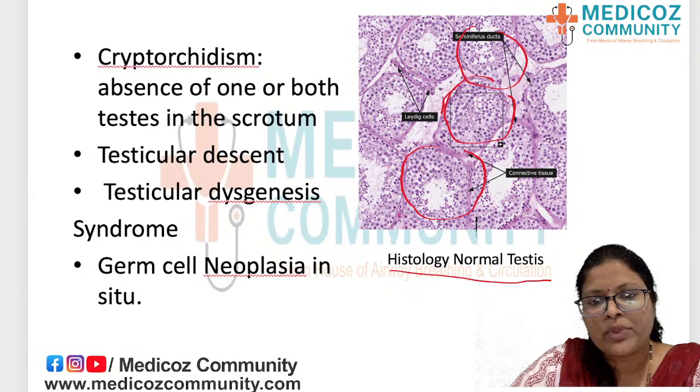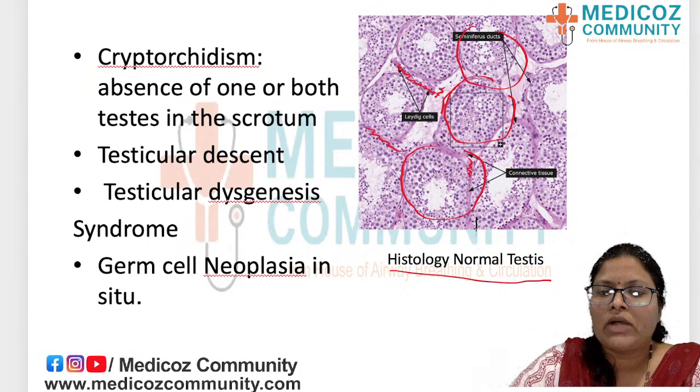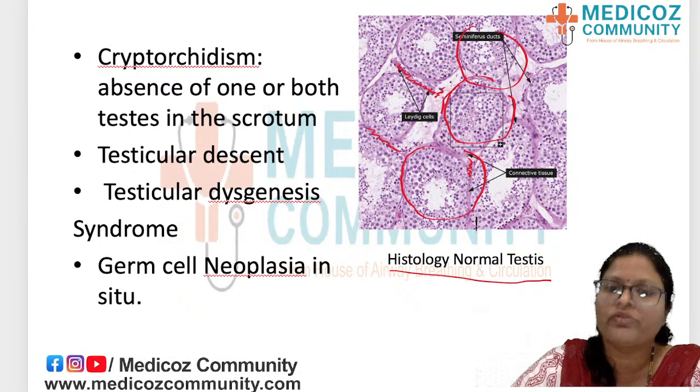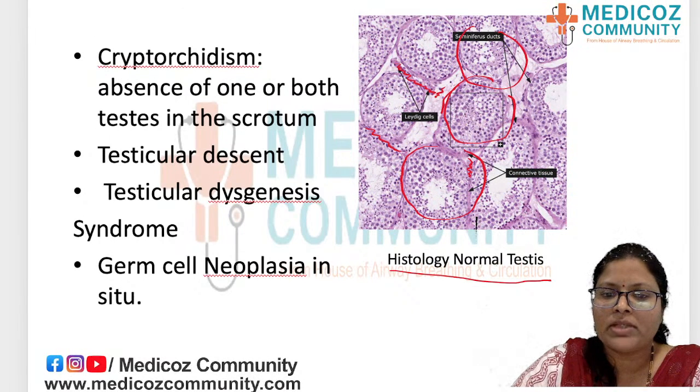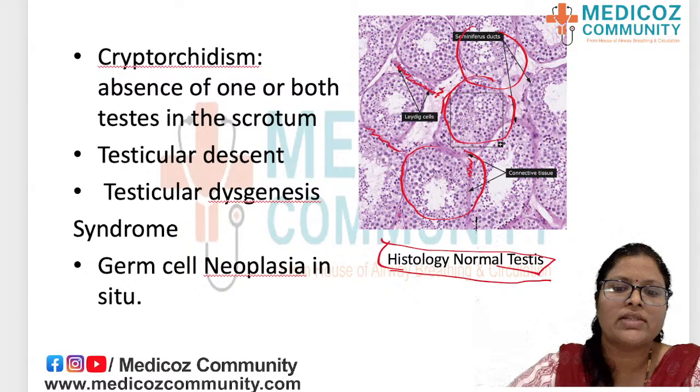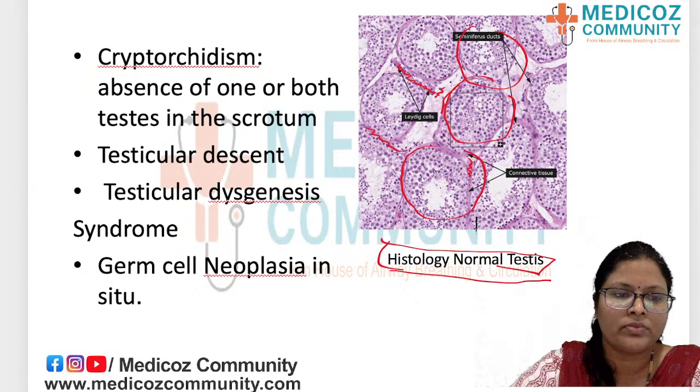And between these two, you see some empty space and some cells, very few cells here. These are your interstitial cells of Leydig, and this is the connective tissue which is present. So this is the normal histology of testis. Now you are all aware of the normal histology of testis, so let's move back to the question now.